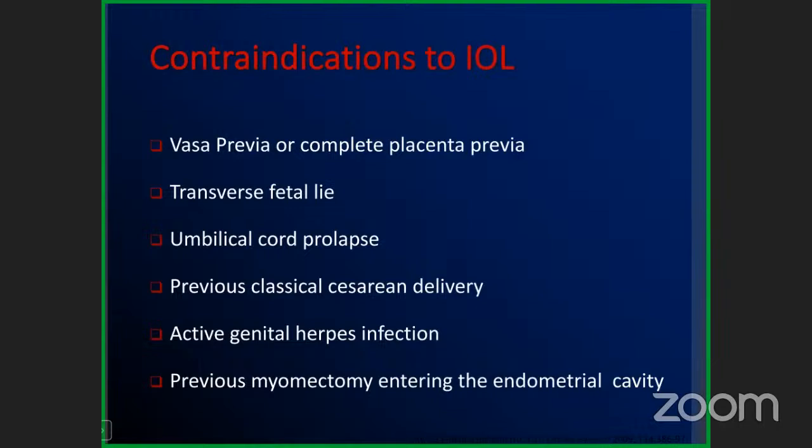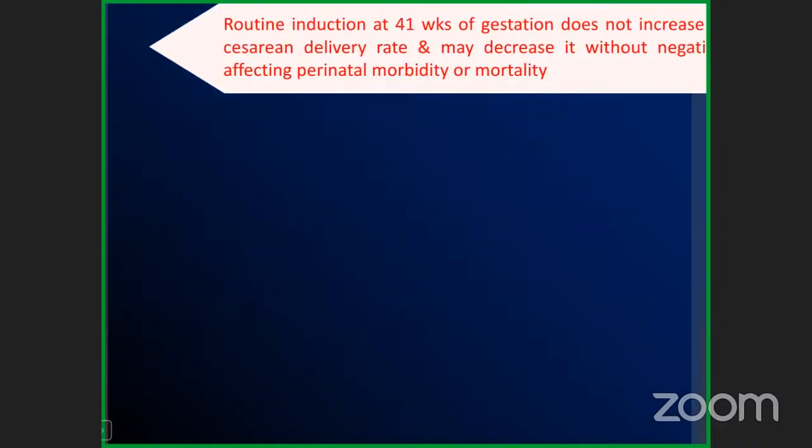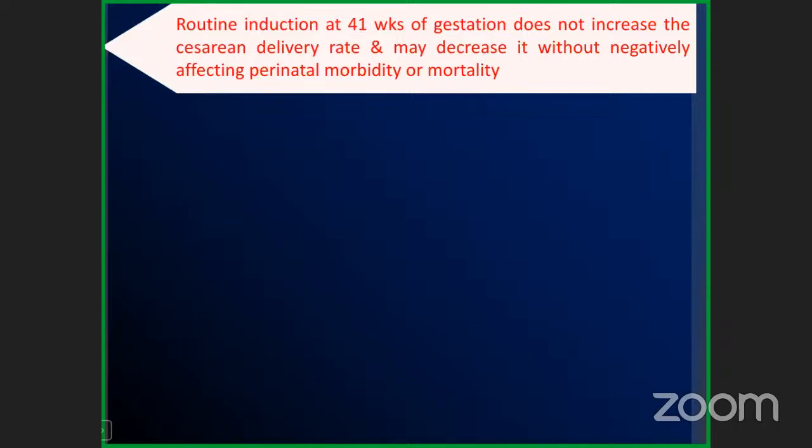What are the contraindications? I think we all know these: we will not induce a transverse lie or a placenta previa. Active genital herpes and a previous scarred uterus are strictly a contraindication to induction of labor. What is the time required for induction of labor? When to induce patients? Now, these are some guidelines.